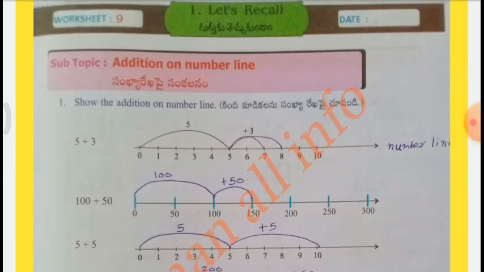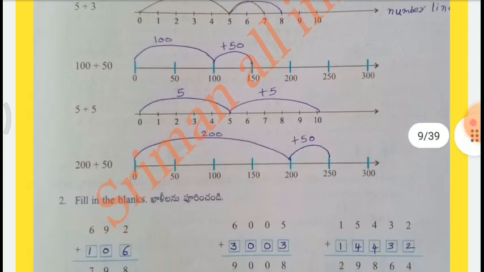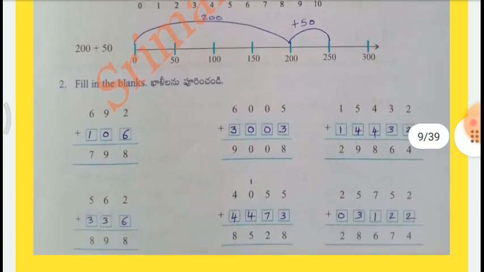Worksheet 9. Subtopic addition on number line. 5 + 3, 0 to 5. 5 plus next 3 numbers, adding 3 numbers, 8. 5 + 3 is 8. Next 100 + 50. 5 + 5 is 10. 200 + 50 is 250. Fill in the blanks.